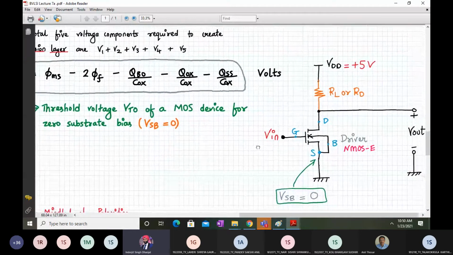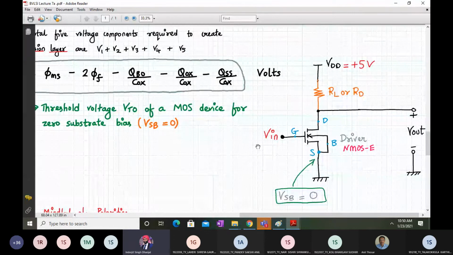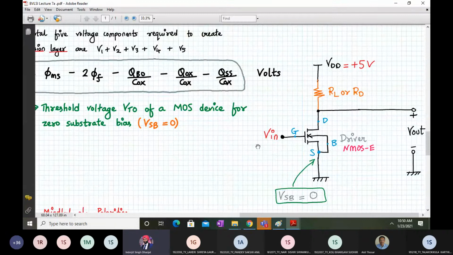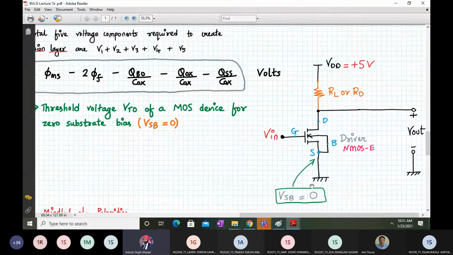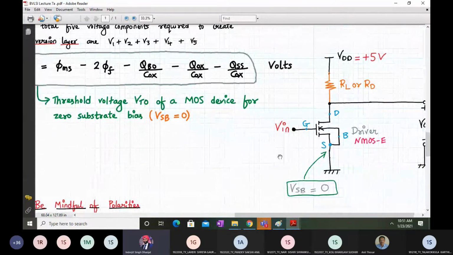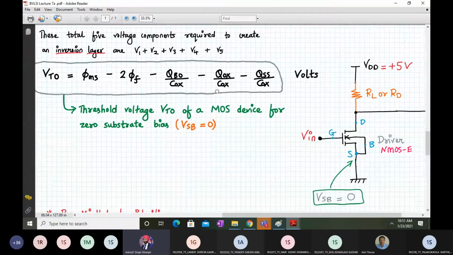Okay. So I guess everyone must have already started with experiment number 2, which is based on inverters. You must have seen this resistive load NMOS inverter. In that we have a driver transistor, which is an NMOS enhancement transistor. Here you see the substrate and the source terminal are tied together to the ground. So here is the situation where we have a zero substrate bias, that is VSB equal to 0.